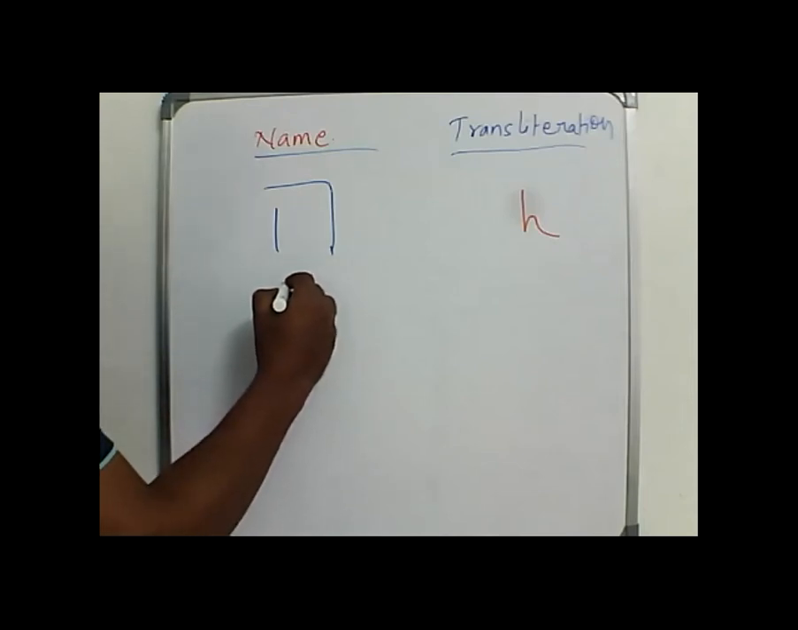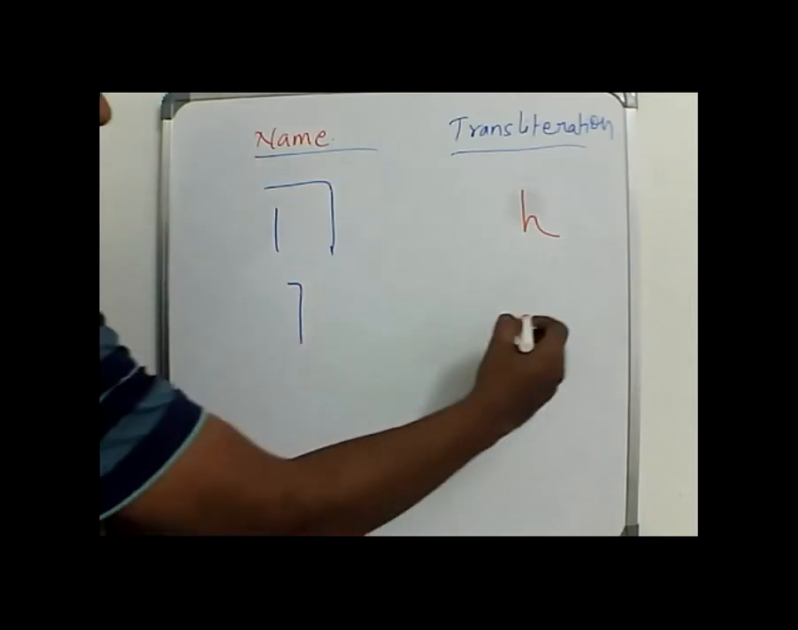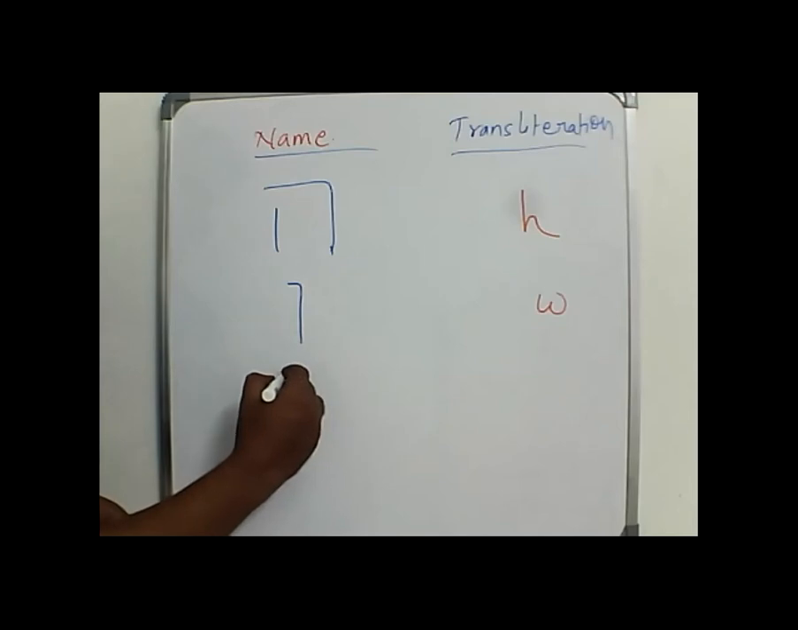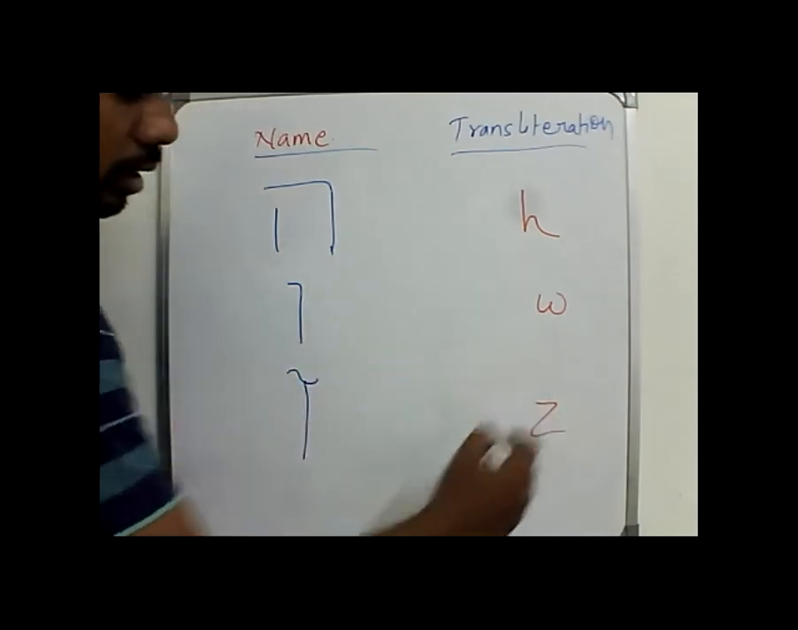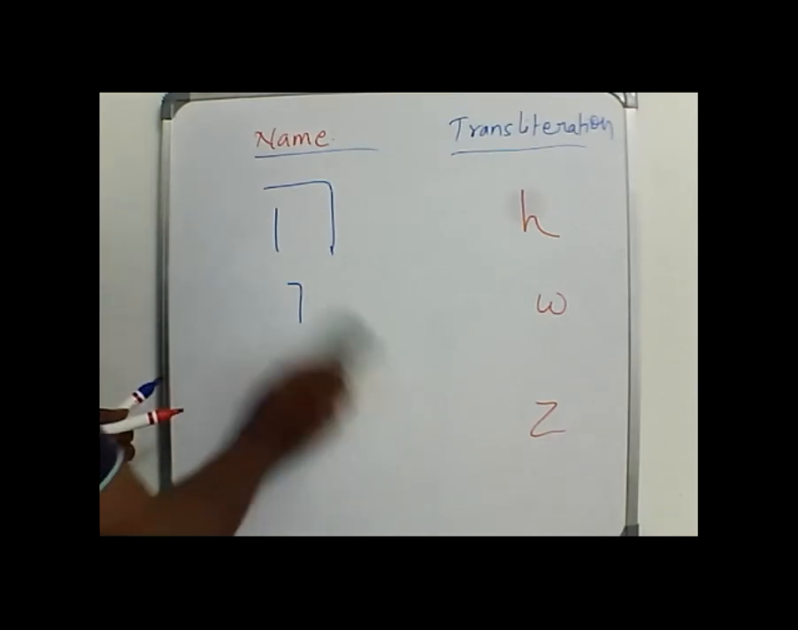And wow, it should be W. And Sayin should be Z. Okay, wow, Sayin. And the next few letters, I hope you are all following and taking your notes.